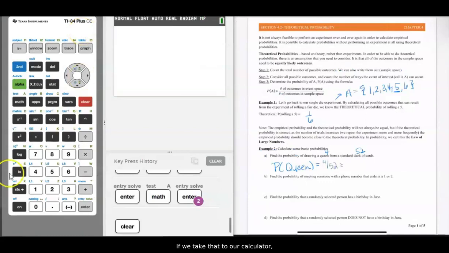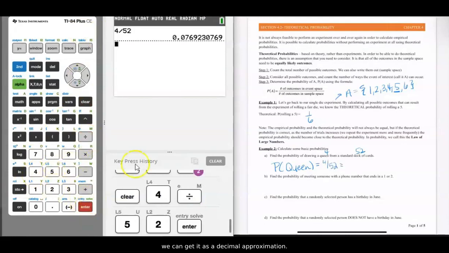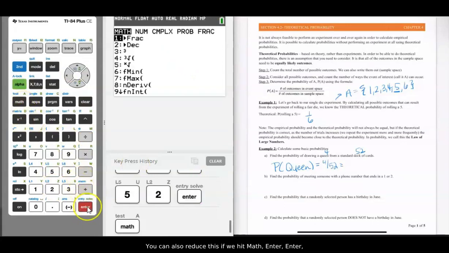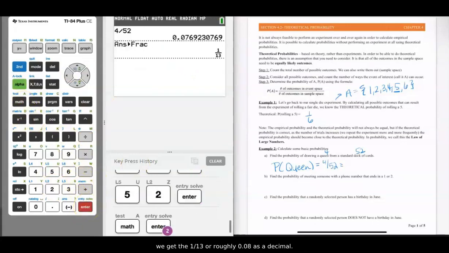If we take that to our calculator, we can get it as a decimal approximation. You can also reduce this. If we hit math, enter, enter, we'd get 1/13th, or roughly 0.08 as a decimal. If we wanted it as a percentage, we could then multiply by 100.